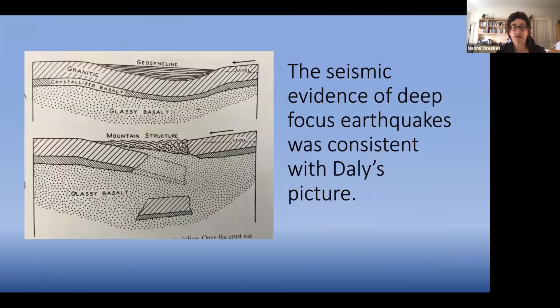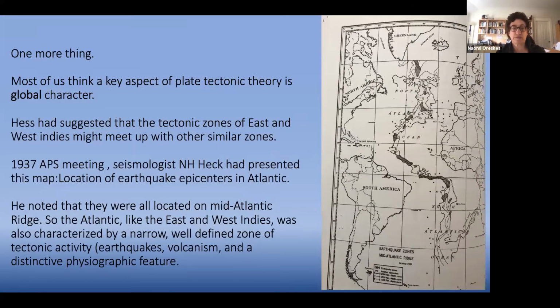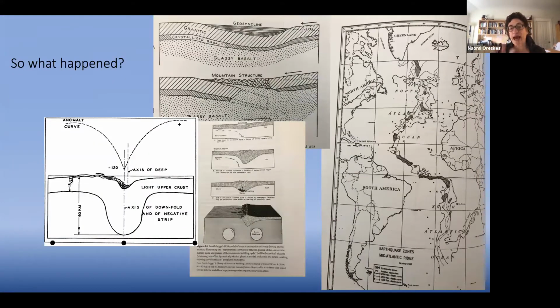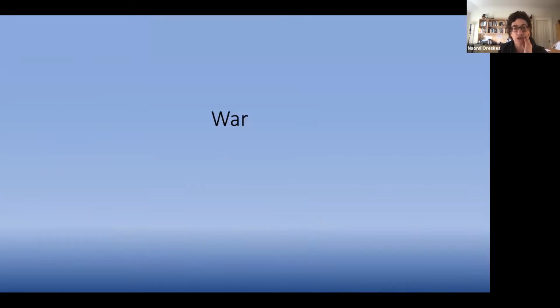I'm going to just skip this as well because we've already pretty much talked about that. So we have all these pieces. So what happened? We can see that these guys, and I don't have time to talk about this, but this is a picture that another geologist presents of the Atlantic, pointing out that the Atlantic has its own zone of earthquakes and volcanism that runs down the mid-Atlantic ridge. So what happened? Why did progress stop? Why didn't they just keep working on this and figure out the rest of the story? Well, the short answer is war.